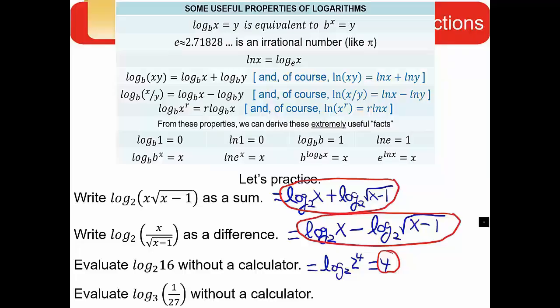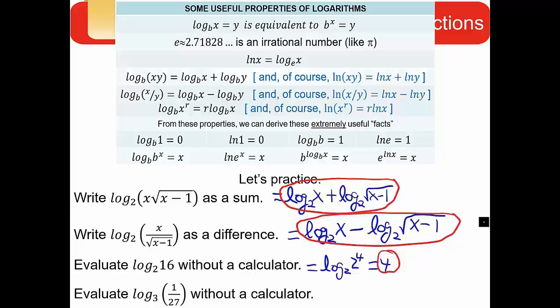How about this? Evaluate log of 1 over 27 base 3 without a calculator. Well, that's the log of a fraction. So you're probably going to suspect that, well, I could write it as a difference, and you could. There's actually a simpler way.